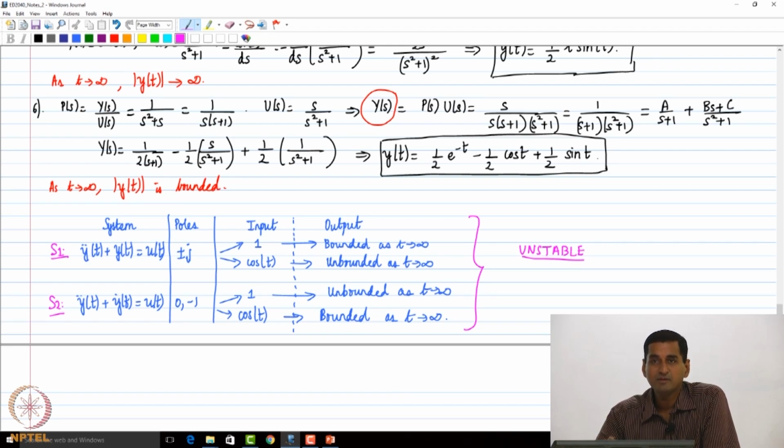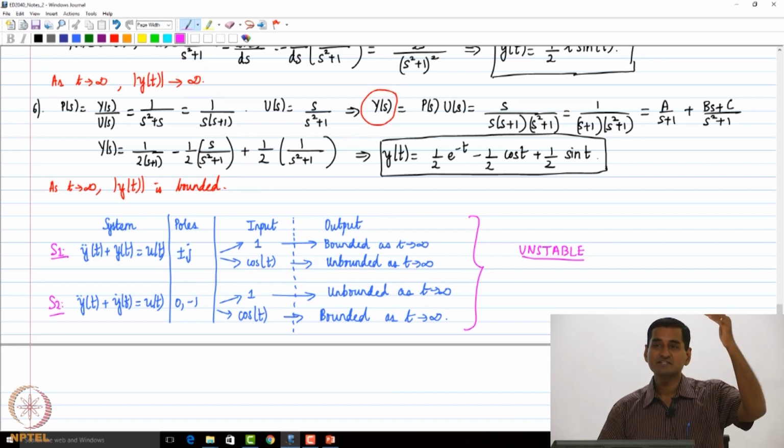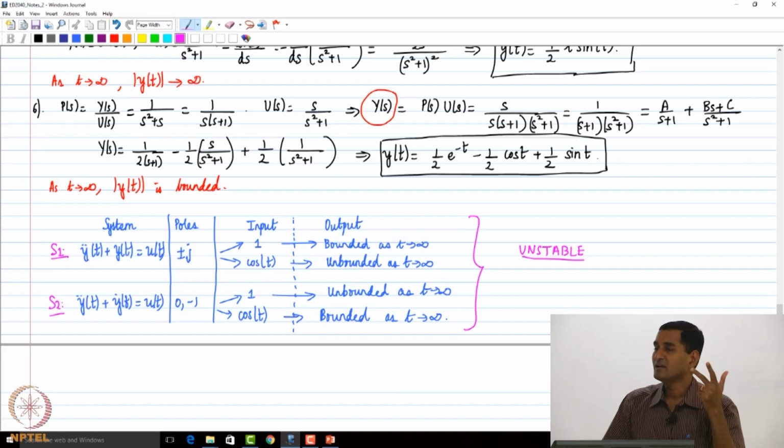Let me repeat that statement. Let's take S1. We consider system 1. It so turns out that if I give any other cosine or sine input, cos omega t, sin omega t, such that omega is not equal to 1, then the output will be bounded. And the output is also bounded for a unit step input, isn't it? Because out of the standard inputs that we consider, step, ramp, sinusoid and impulse, which two classes were bounded inputs? Step and sinusoids. Ramp and impulse are not bounded inputs.